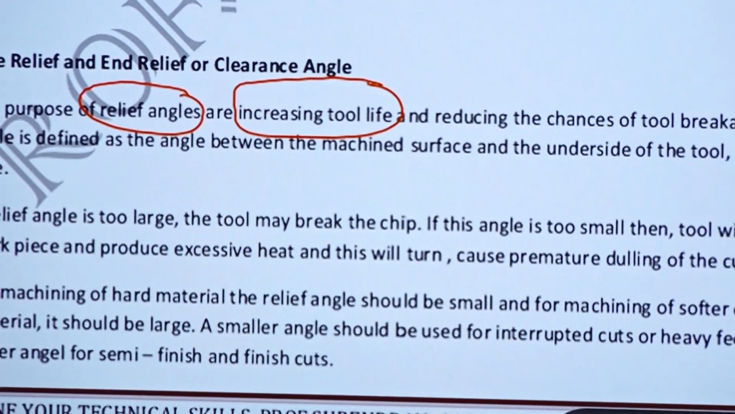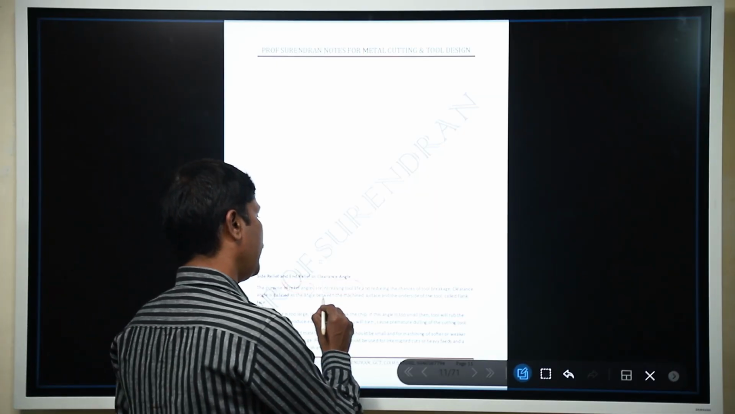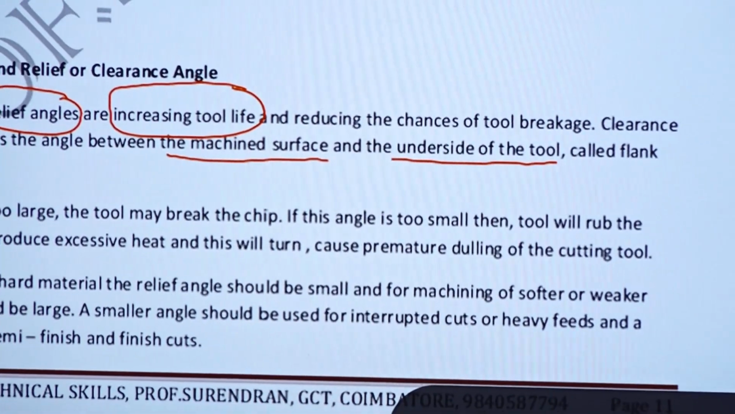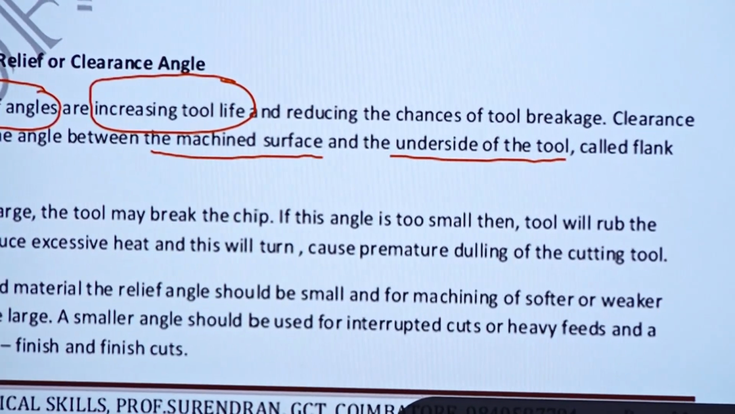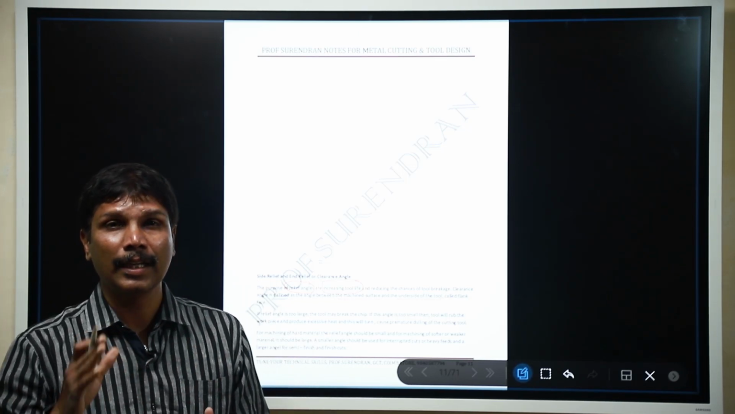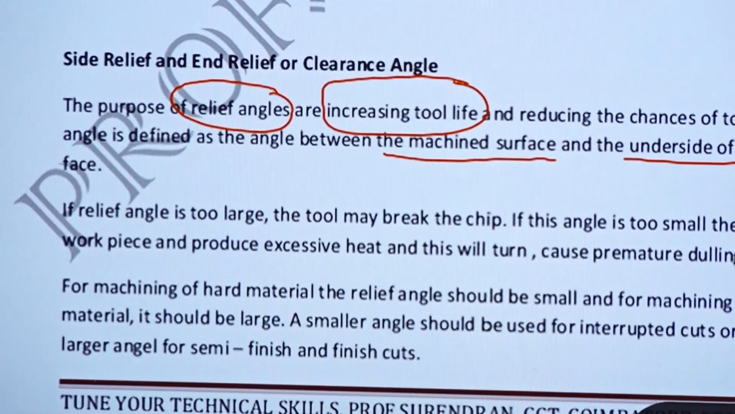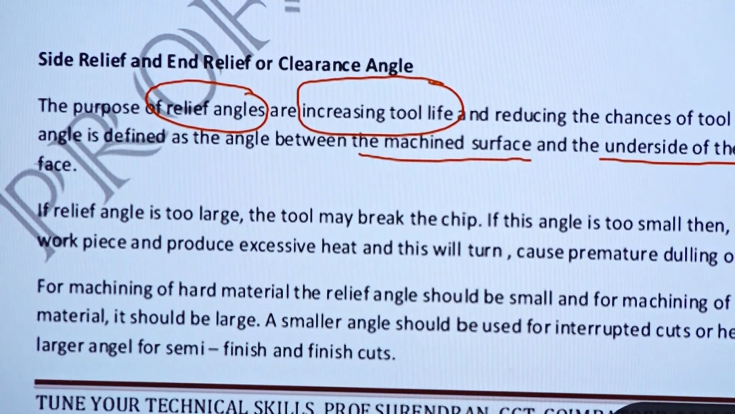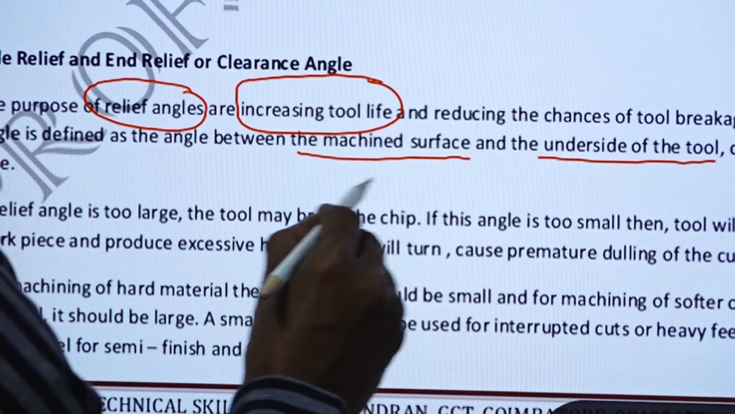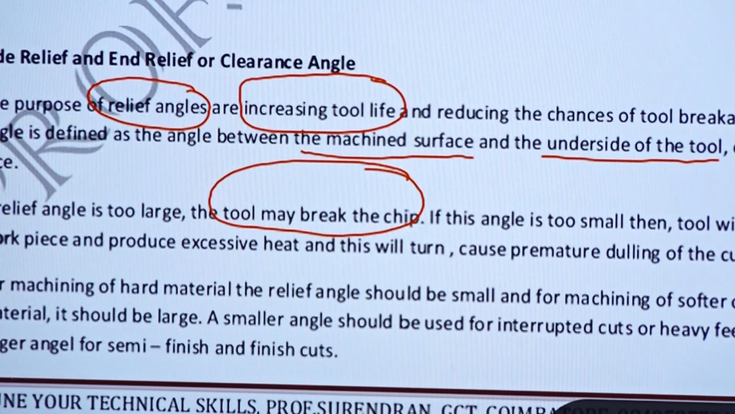The clearance angle is defined as the angle between the machined surface and the underside of the tool, that is, the flank face. It is the angle between the machined surface and the flank face. If the relief angle is too large, it has to be given as minimum. If the relief angle is too large, what happens? The tool may break the chip.